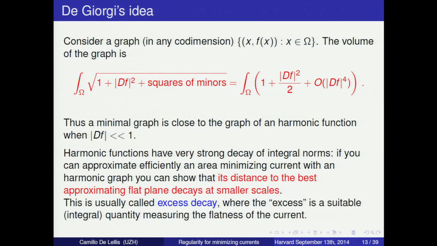The quantity that decays is called excess. I'm not going to explain exactly what it is, but it measures the flatness of the current, so it measures the distance to a flat tangent plane. So De Giorgi's theorem is essentially telling you the following: if at a certain scale you're flat, this flatness improves when you go to smaller scales, and improves in a geometric fashion, which is going to give you a C^{1,α} estimate.